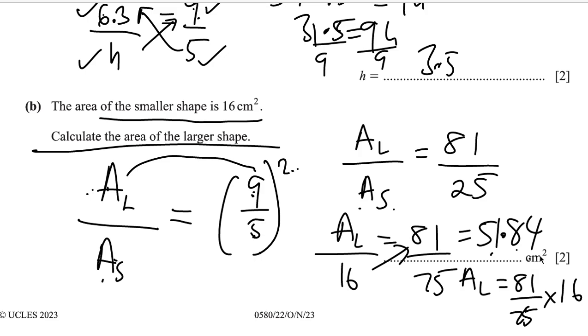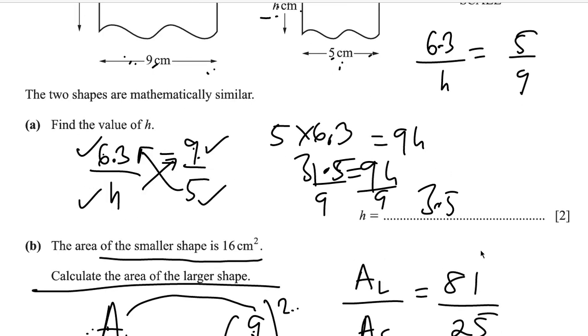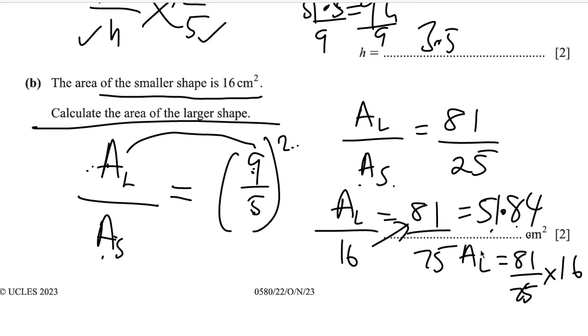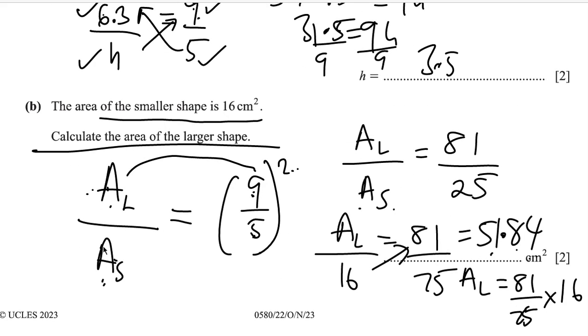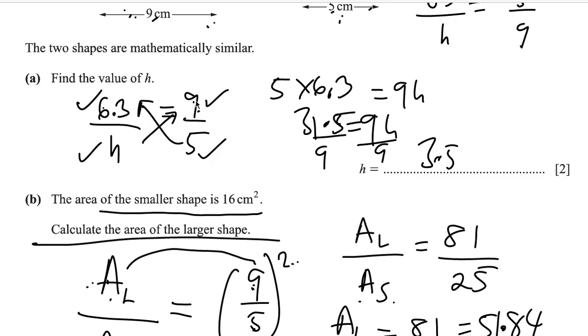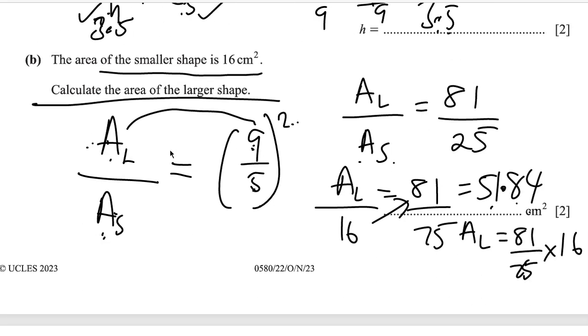51.84 cm squared, right? That's the area of the larger shape. So another possible thing you could have done here is, since we said AL equals AS, and then remember that what we had here was 9 over 5, right? And then what we had here is 6.3 over H, and we later got the value of H as 3.5. So 6.3 over 3.5 is equal to 9 over 5. So you still have the right to say AL over AS is equal to 6.3 over 3.5, which is the same as 9 over 5, right?